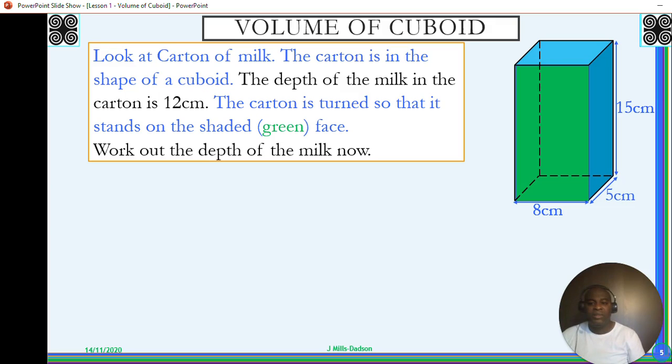Another exam question. We have a carton of milk. Dimension is 15, 5, and 8 cm. We have milk inside the carton, with the depth or the height of the milk inside the carton being 12 cm. The carton is turned such that the face green lands on the green face.